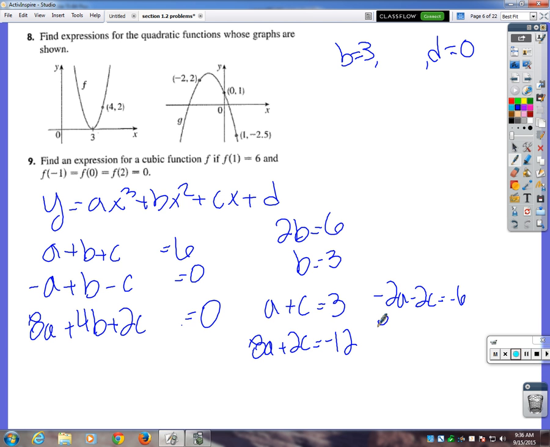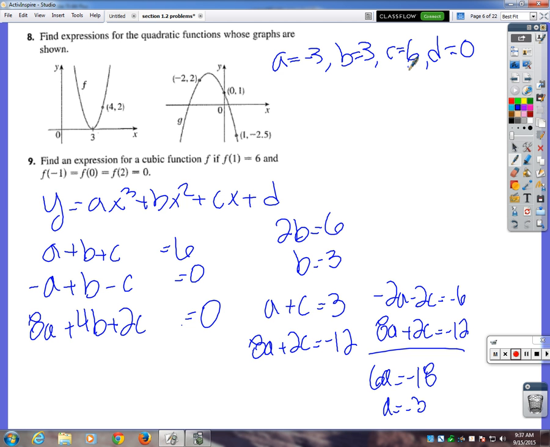So that'll rewrite it as negative 2a minus 2c equals negative 6. And then I still have 8a plus 2c equals negative 12. 6a equals negative 18. So a equals negative 3. So that's the third. Now I just need c. So let's put it in the very top one. Negative 3 plus 3, those cancel. So c equals 1. And then my equation is y equals negative 3x cubed plus 3x squared plus x.